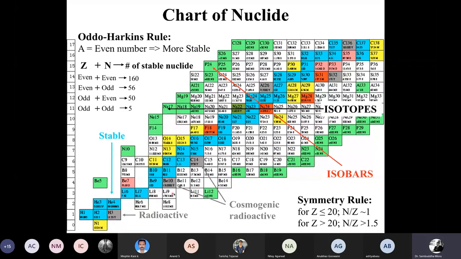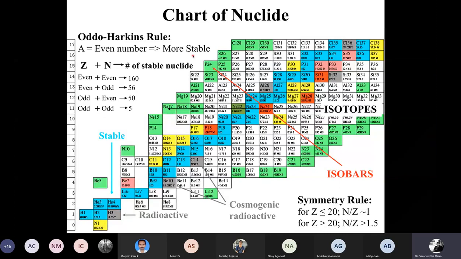Okay. The elements which are marked in gray are the cosmogenic radioactive isotopes like beryllium-10, C14, aluminium-26. Tritium, as we know, is a radioactive isotope. Now, the Oddo-Harkins rule says that if A is an even number, then it's more stable. And we're going to discuss that in the next lecture.